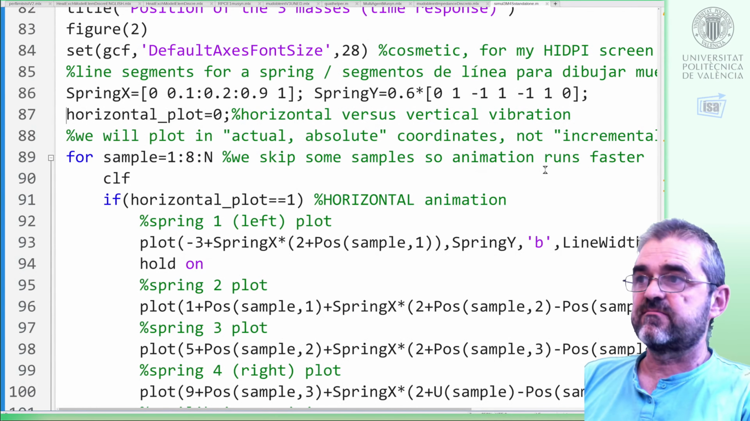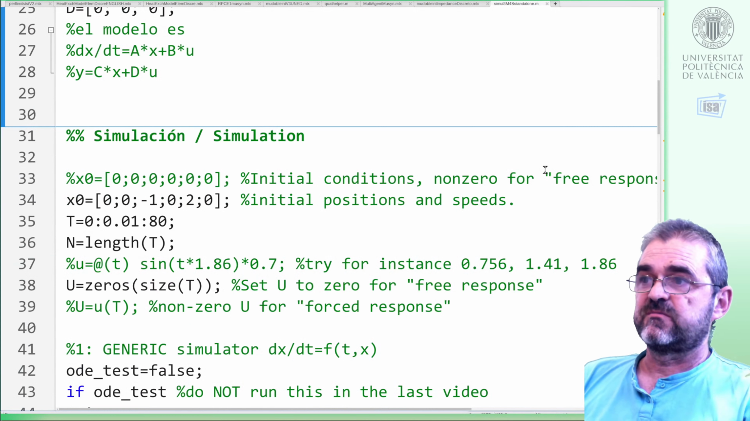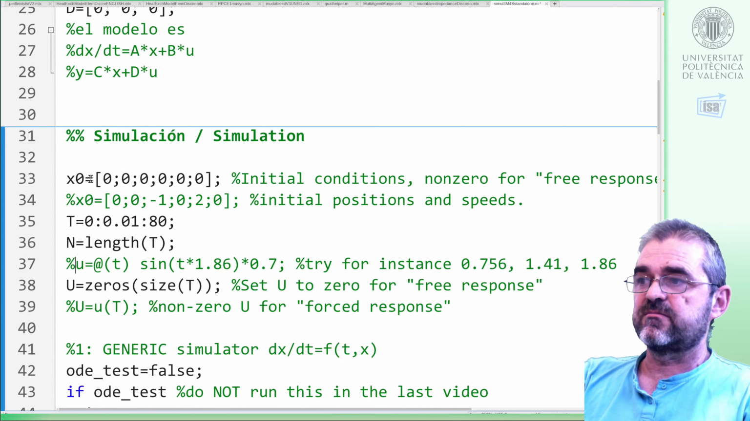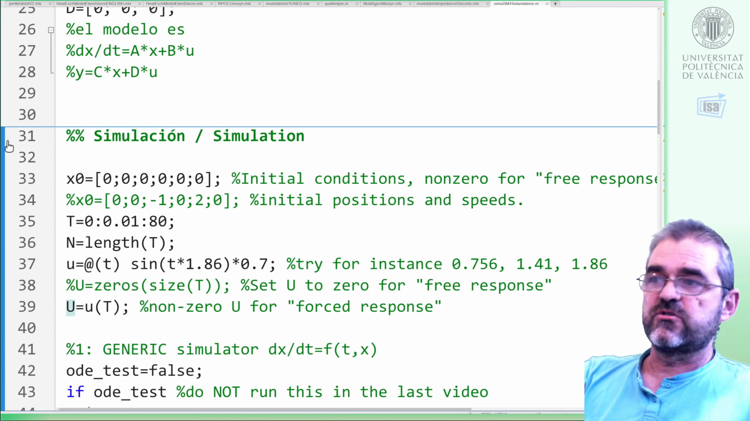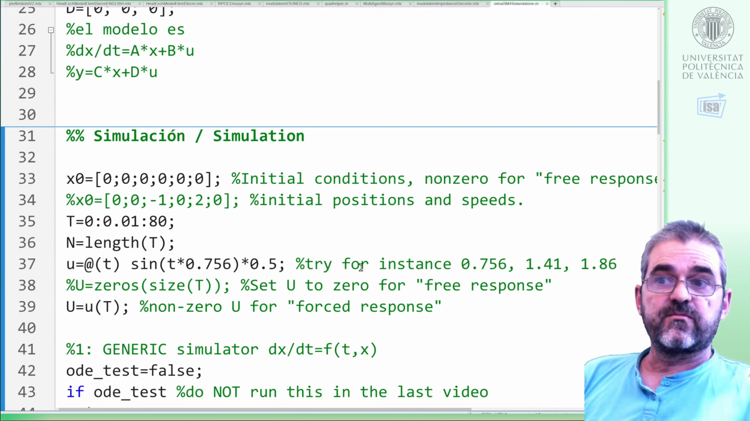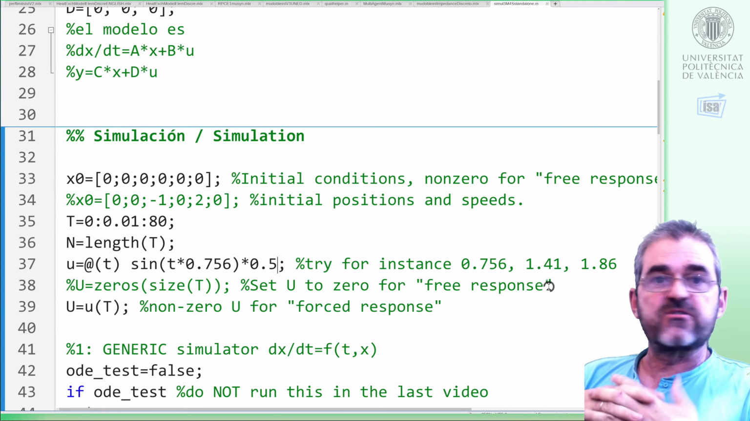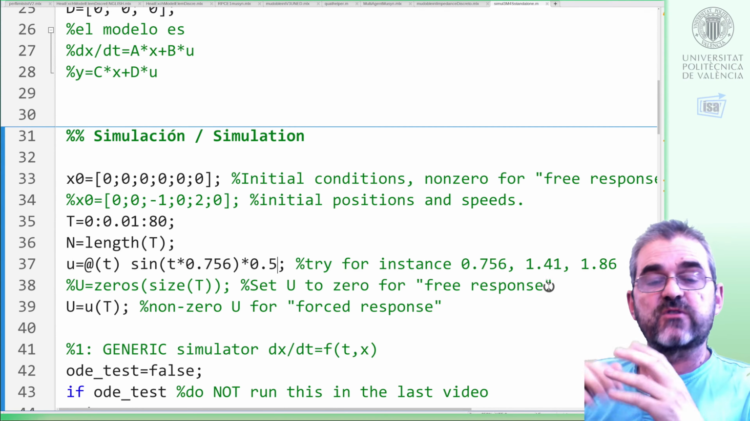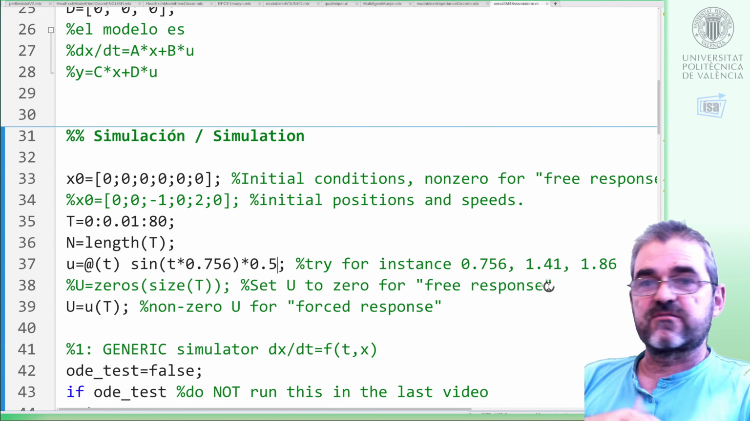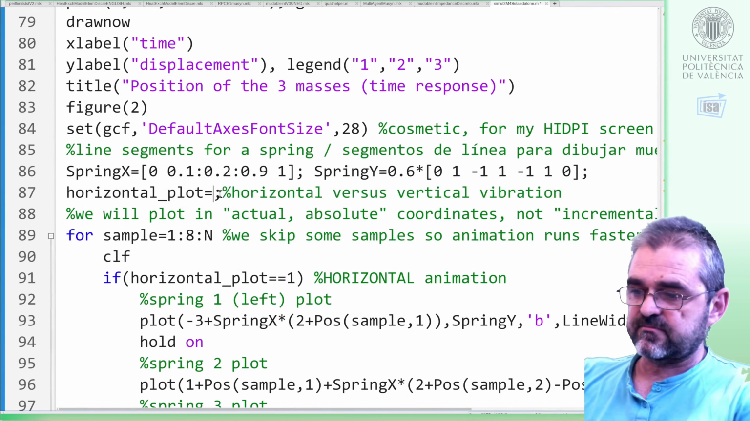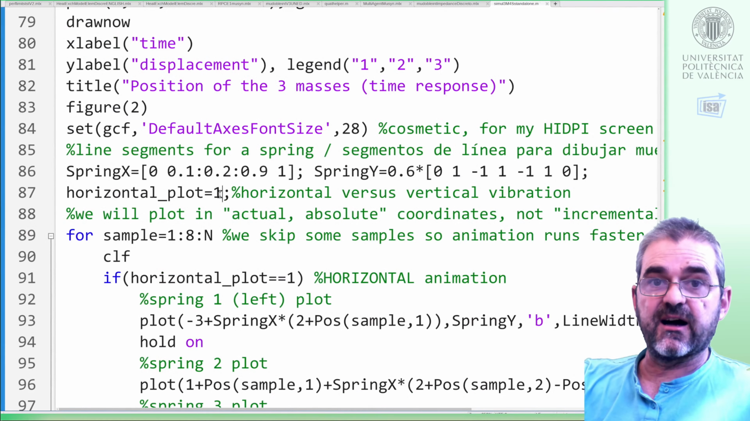We will now simulate force responses. For instance, 0 initial conditions, but sinusoidal input. These are indeed some resonances, high amplitude solutions, but computing the resonant vibration modes is out of the scope of this video. We just wish to have a look at the animations. So if I simulate this first vibration mode as a horizontal animation, I get this.